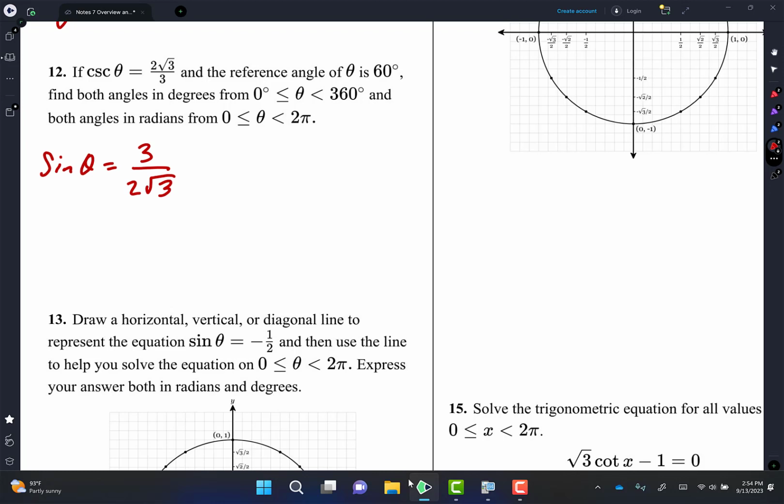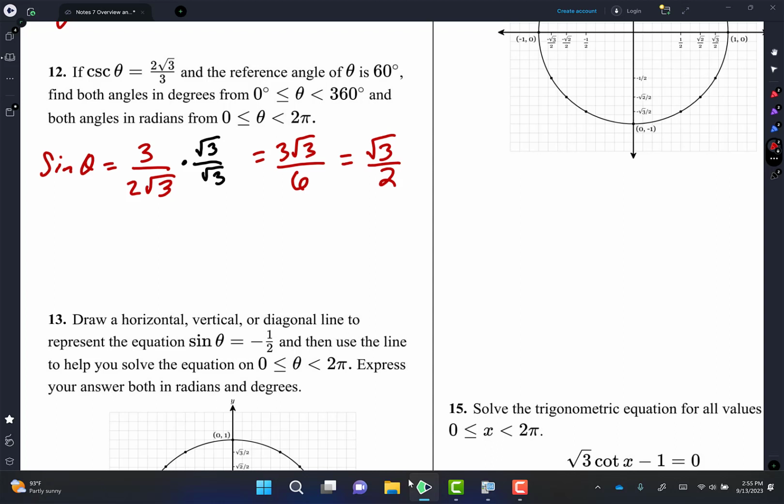You lie. Well, I didn't lie. If I multiply this by square root of 3 over square root of 3, look what happens. You get 3 square root of 3 over 2 times 3, which is 6, and then this reduces. Look, reduce it. How many times does 3 go into 6? 2. Square root of 3 over 2. Look at that. That is a perfect coordinate.